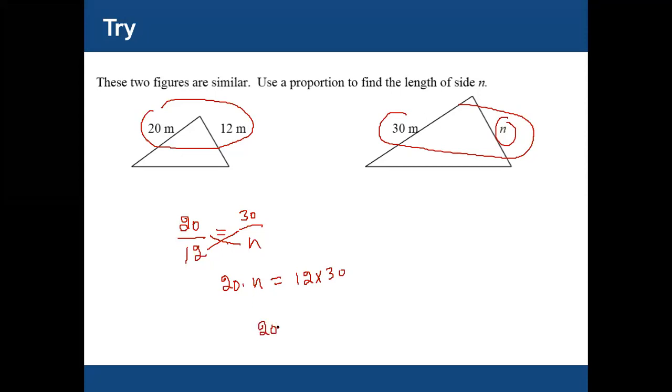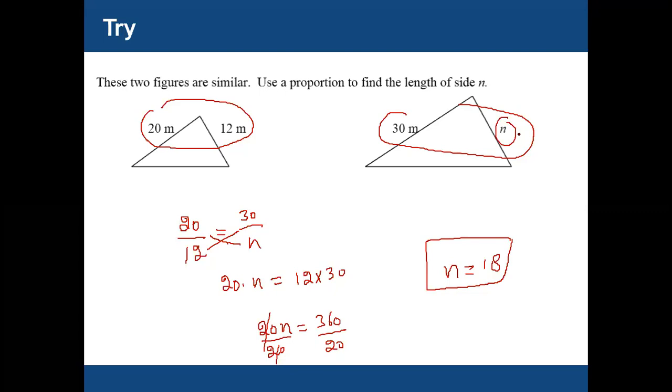So we have 20n, and 12 multiplied with 30 equals 360. Dividing both sides by 20, 20 cancels with 20, n is equal to 360 divided by 20, which equals 18. So the length of side n is 18.